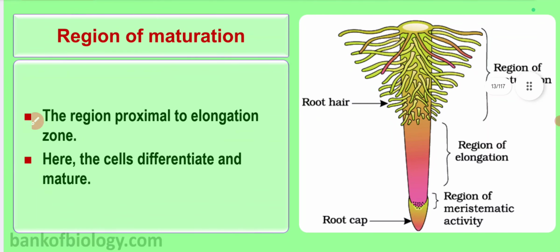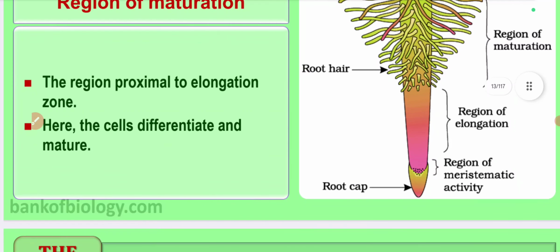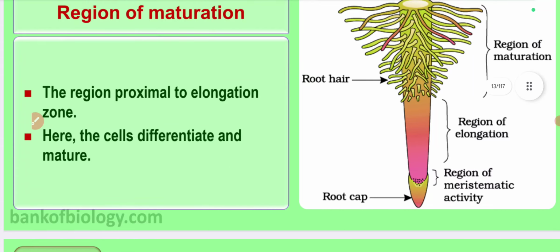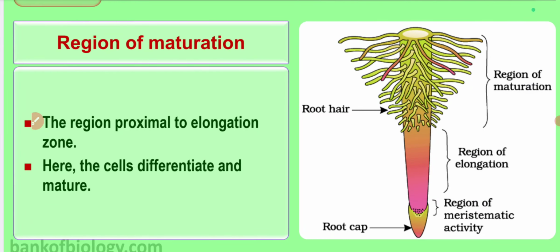Next, fourth is the region of maturation. This region is proximal to the elongation zone, or above the elongation zone. Here the cells differentiate and mature. Above the elongation portion, the cells differentiate and become permanent cells, or mature.